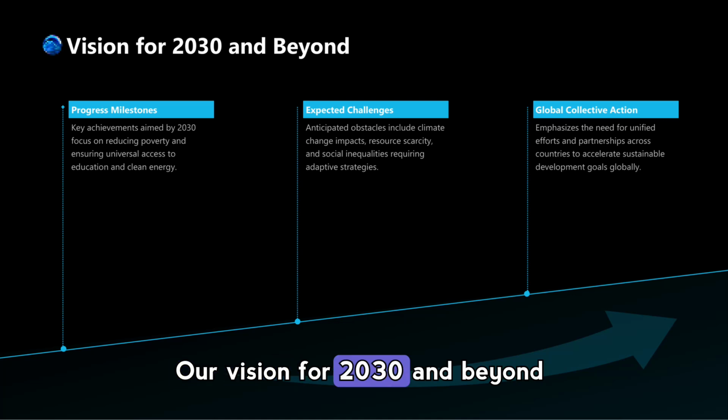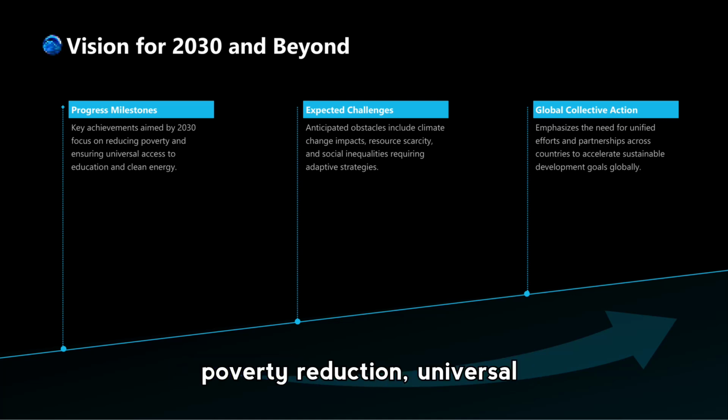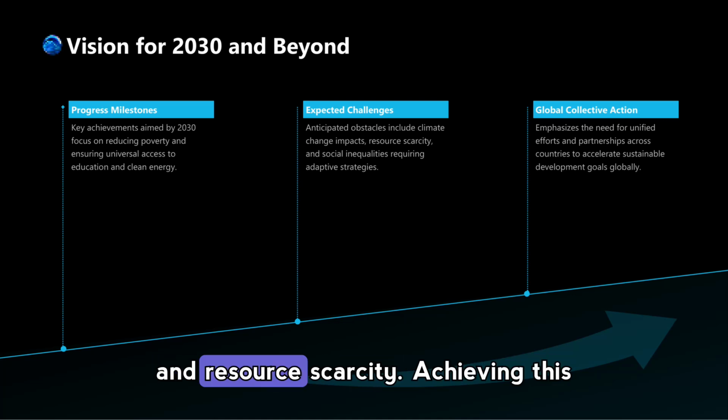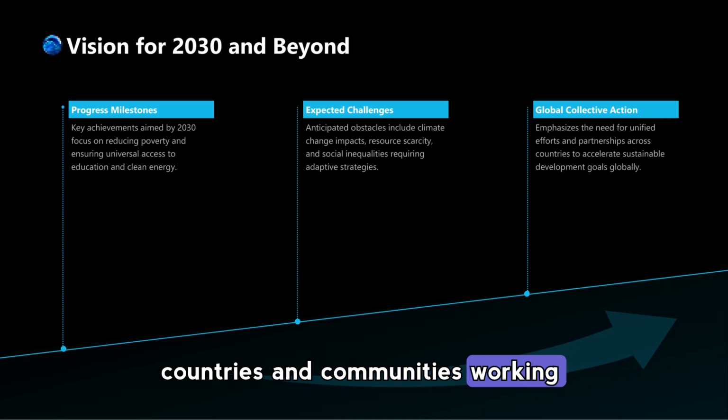Our vision for 2030 and beyond highlights key milestones like poverty reduction, universal education, and clean energy access, while recognizing expected challenges such as climate impacts and resource scarcity. Achieving this vision requires adaptive strategies and global collective action, with countries and communities working together towards shared objectives.